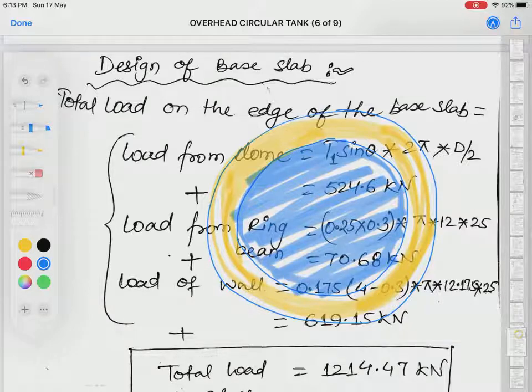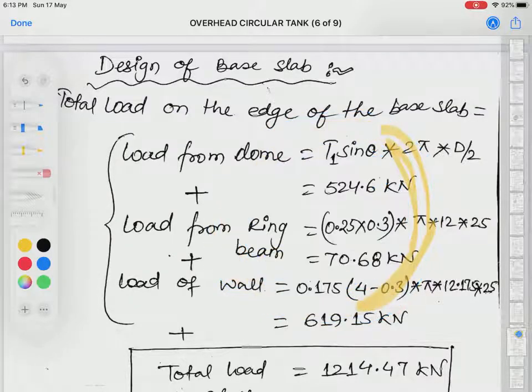This will be throughout the base slab. Okay, this load is throughout, within the internal diameter of the base slab. So let us calculate both these sets of loads, and then add them together and see what is the total load which is going to come on the base slab.